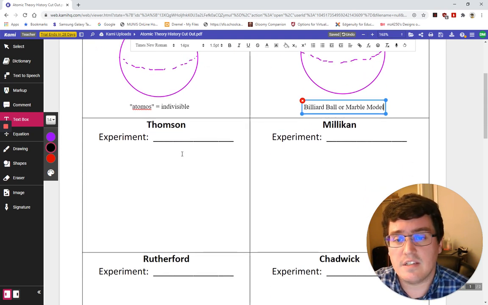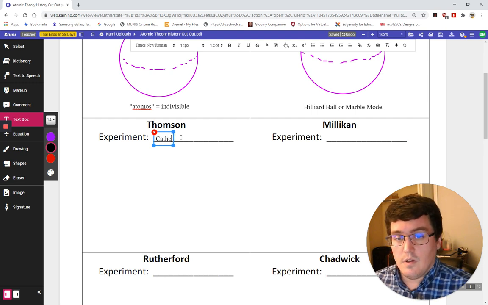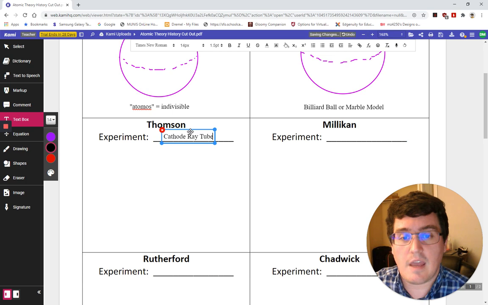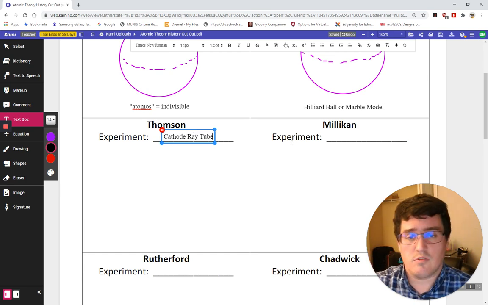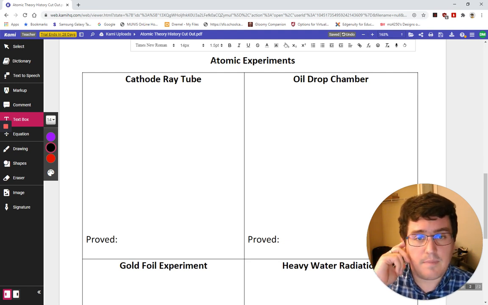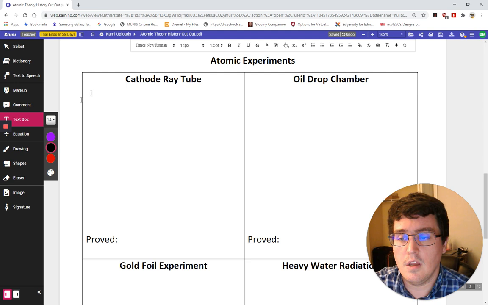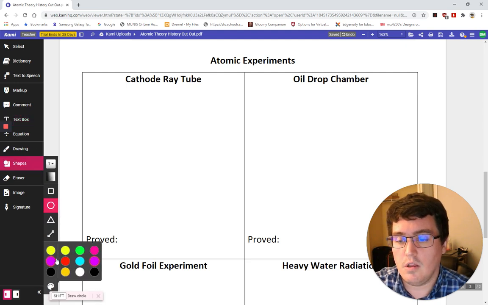So now we come down to Thomson, good old J.J. Thomson, another British scientist, and J.J. does an experiment known as the Cathode Ray Tube. So instead of just talking about that one, we're going to try and diagram it. We're going to try and draw the cathode ray tube. To do that, if you scroll down to the second page, here's all the experiments, and there's one labeled Cathode Ray Tube.